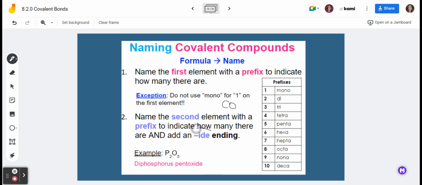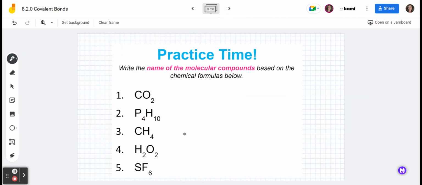Another thing is we do have an "ide" ending for the second element. The first one we don't. So P2O5, for example, di, you just find what 2 is, diphosphorus, and then pentoxide. Now it's not a huge deal, but you're not normally going to have 2 vowels next to each other, so it's not pentaoxide, it's pentoxide. If we have a separate vowel like triiodide, we'd have 2 I's next to each other, but sometimes we drop that vowel. Again, not very serious if you don't remember to drop it.